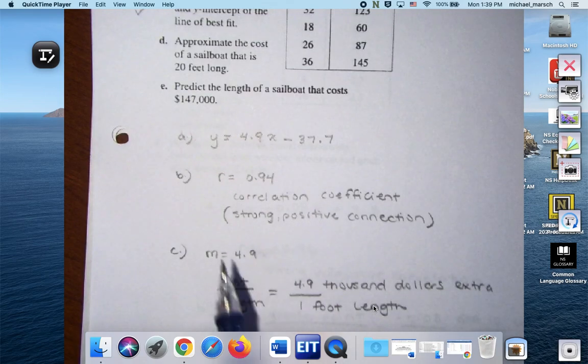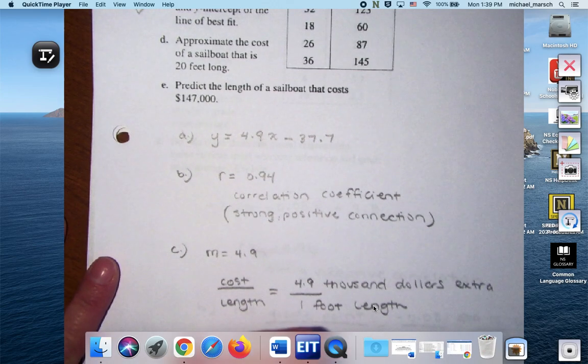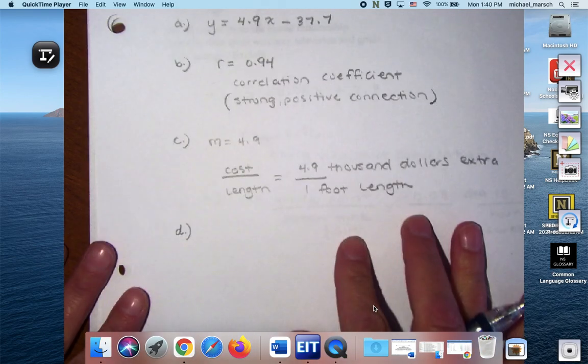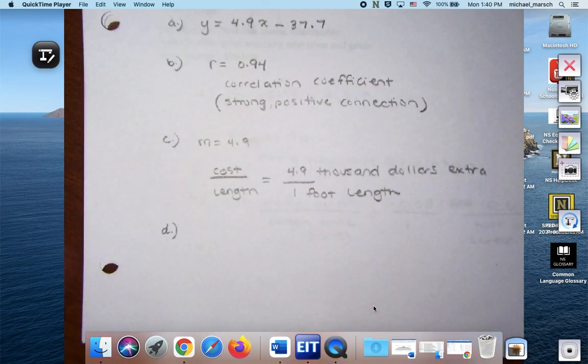We interpreted the slope, right? $4,900 extra per extra foot length of the boat. And then we didn't do part D. So here we go. It says approximate the cost of a sailboat that is 20 feet long.